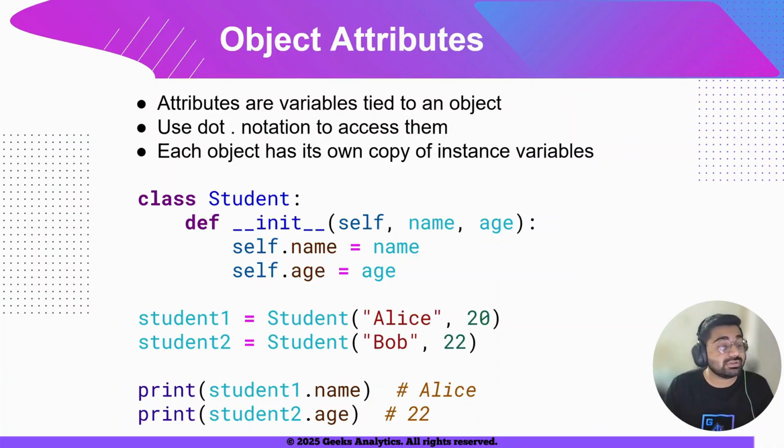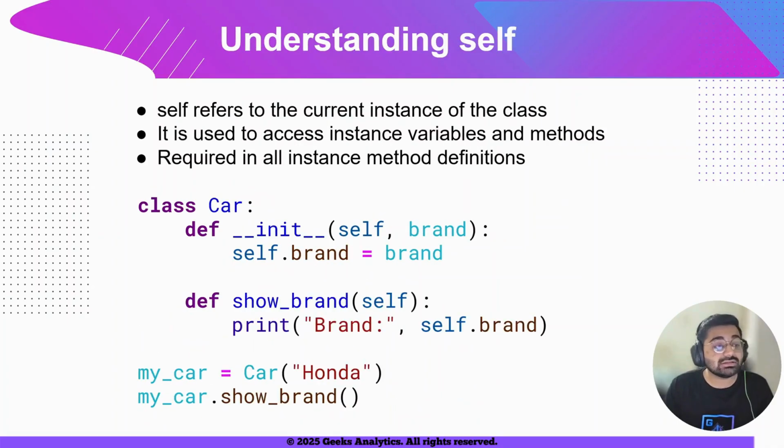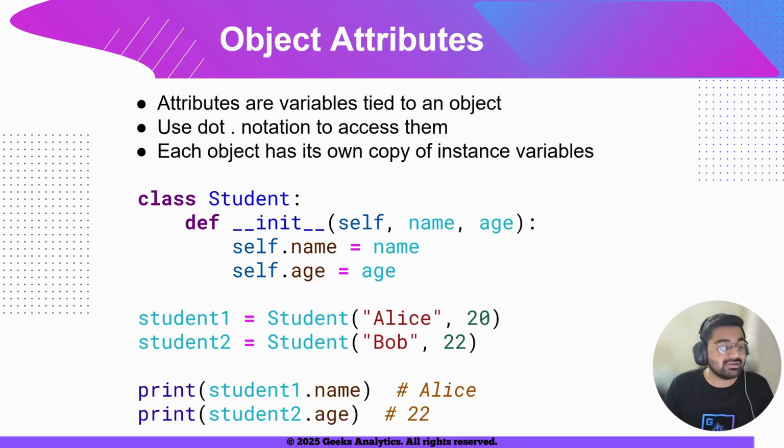So the difference here would be whenever you are using any function from the class, we end that with round brackets or parentheses. While we are just trying to access a variable, we simply use dot notation, dot name. We do not add any brackets at the end.